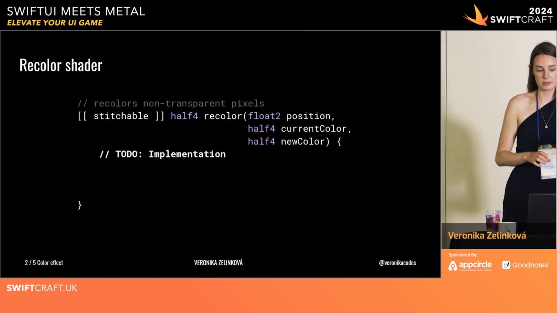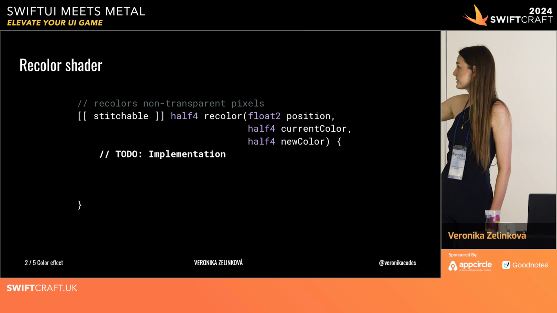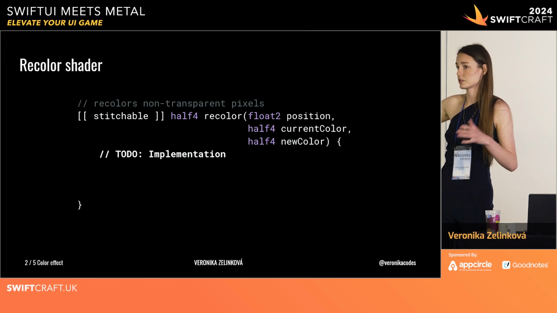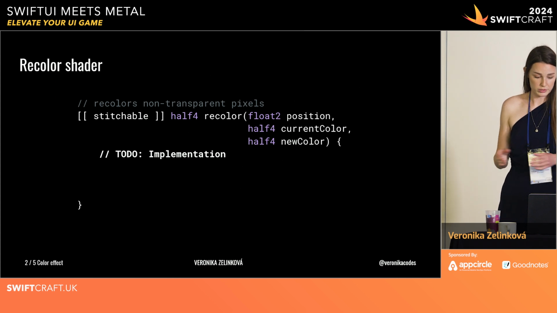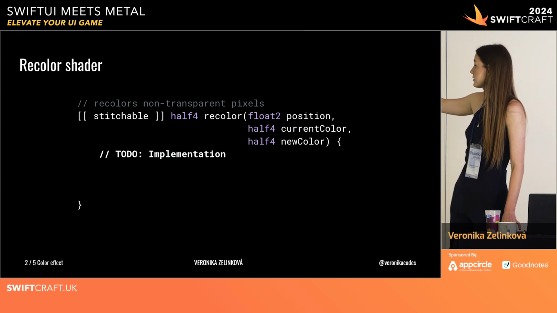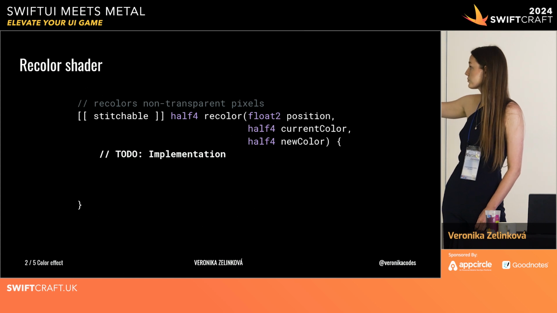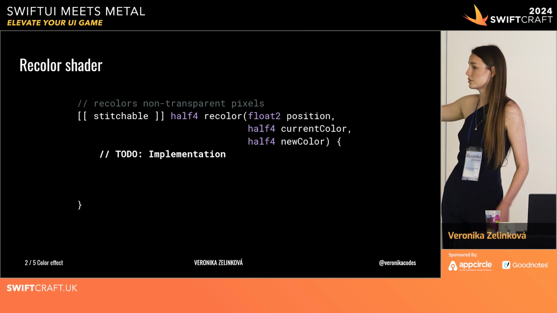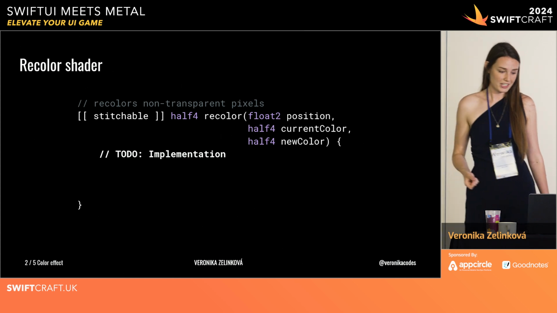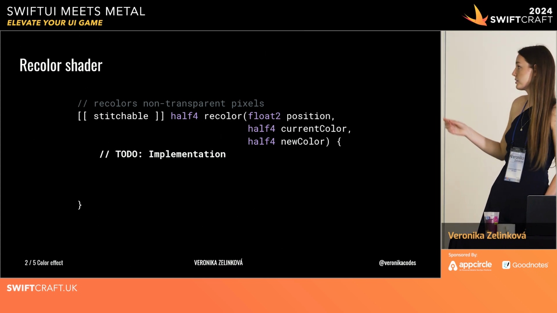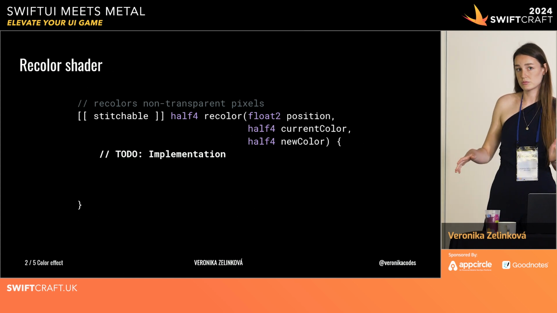So to write our function on the GPU, we would call it recolor. It is returning half4 as the new color for the pixel. It's stitchable, so we can use it in the SwiftUI context. We are getting in 2 arguments, the float2 position of the current pixel and the current color of the pixel which we are working on, which are required for this color effect. And then we also need to pass in the new color, which is the color that we want to recolor it to.